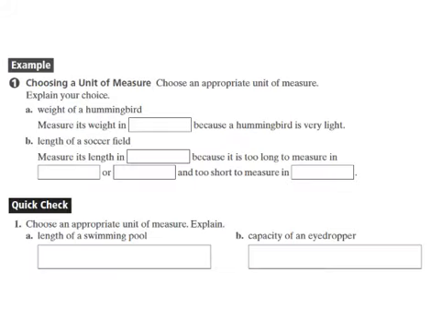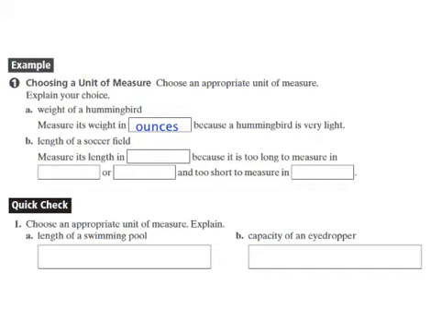We're going to start by choosing a unit of measure. Choose an appropriate unit of measure and explain your choice. The weight of a hummingbird. Measure its weight in ounces because a hummingbird is very light. The length of a soccer field.